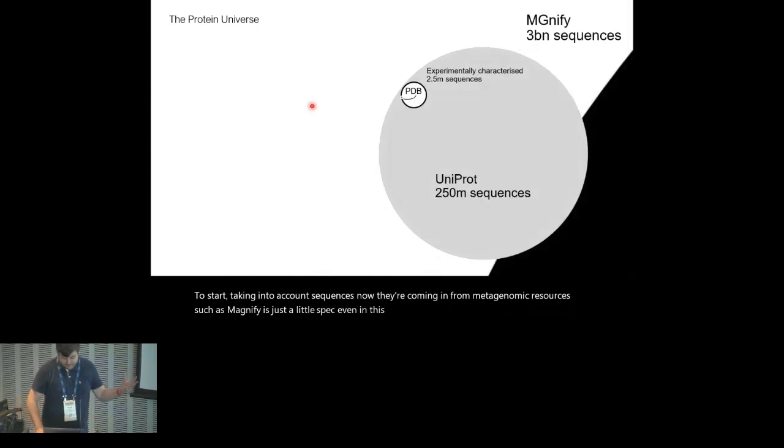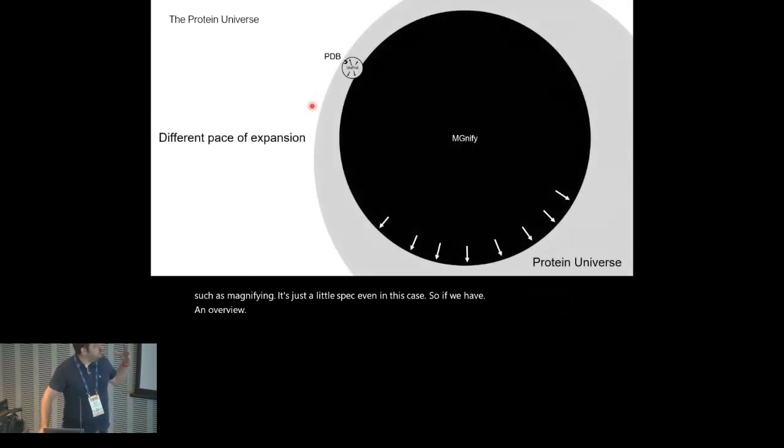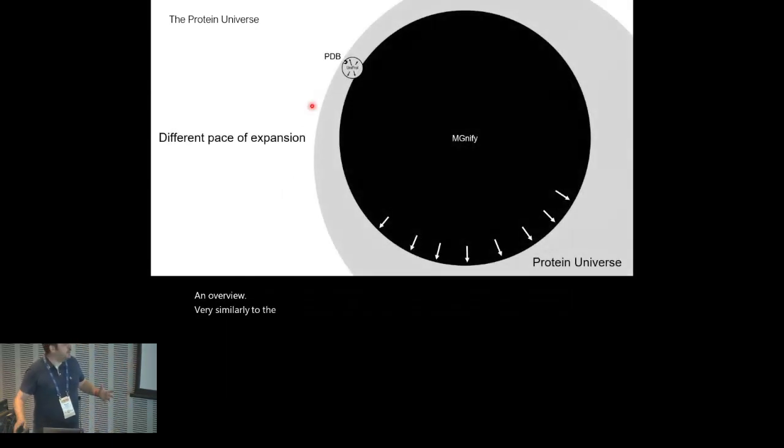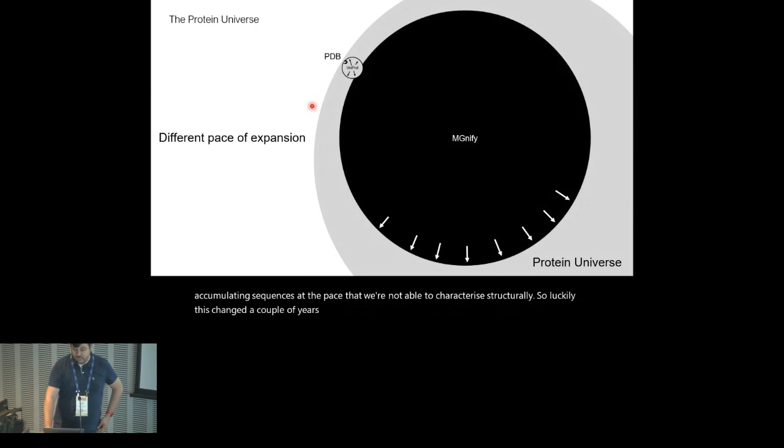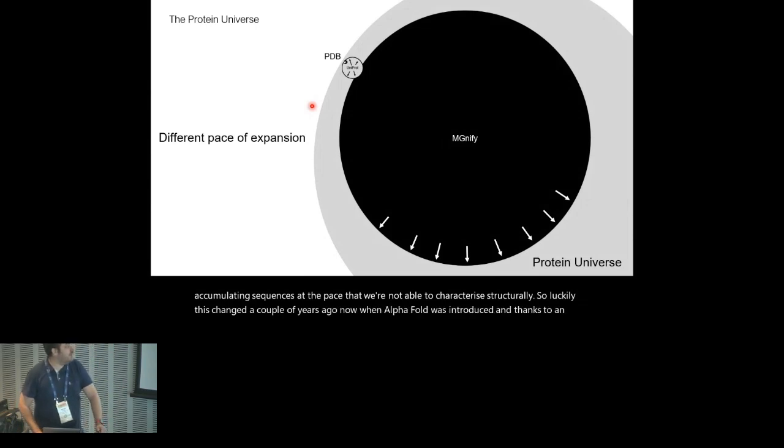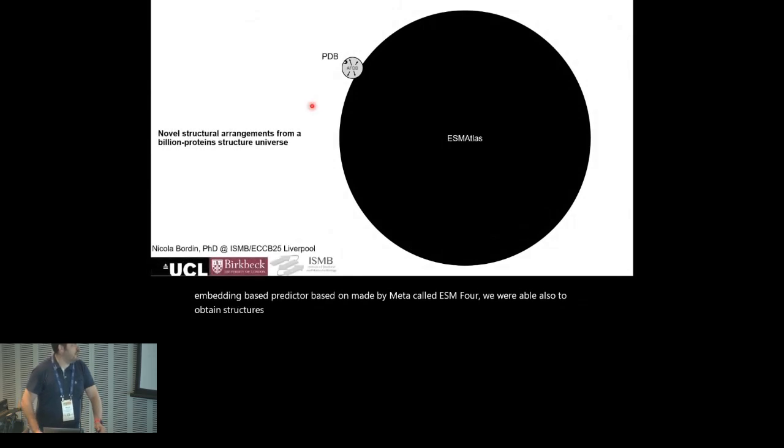So if we have an overview here, very similarly to the actual universe, we do have a different pace of expansion. We are accumulating sequences at a pace that we're not able to characterize structurally. Luckily, this changed a couple of years ago when AlphaFold was introduced, and thanks to an embedding-based predictor made by Meta called ESMFold, we were also able to obtain structures for the whole of ESM in a resource called ESM Atlas.